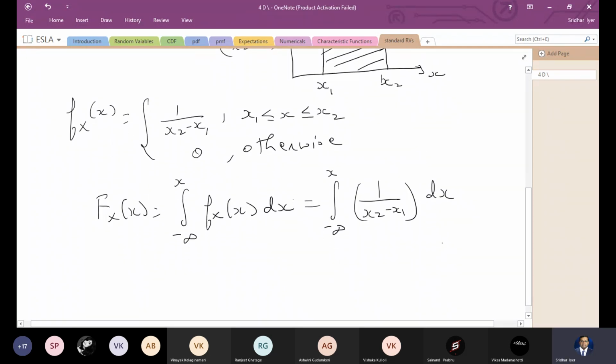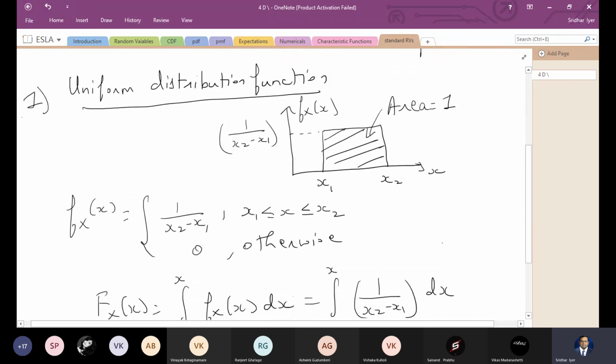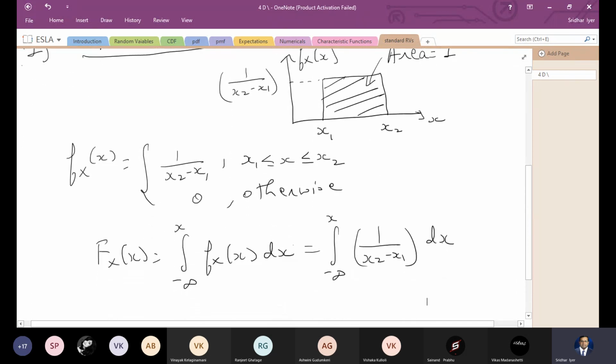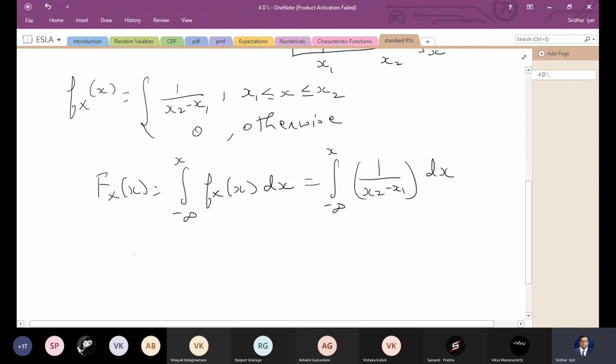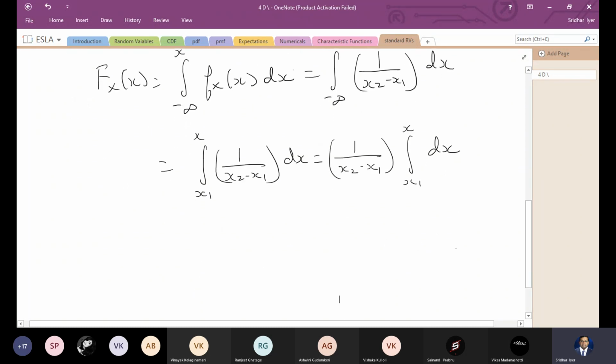So you can see in the PDF that the starting value where we are conducting the experiment is not minus infinity, it is rather x1. Therefore, I'm going to modify that integral with the limit. So you'll have from x1 to some x, 1 by x2 minus x1 of dx. 1 by x2 minus x1 is a constant, because x2 is a particular value and x1 is a particular value. So I'll get that out, and you have x1 to x dx, which is left in the integral.